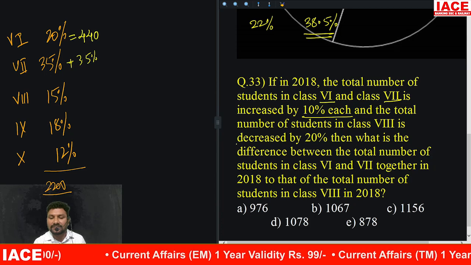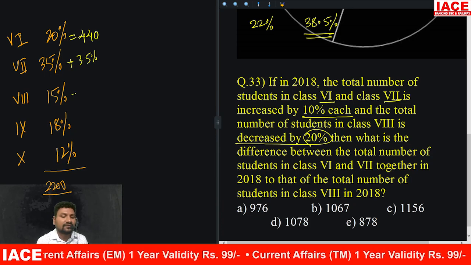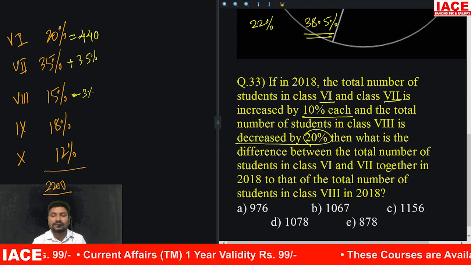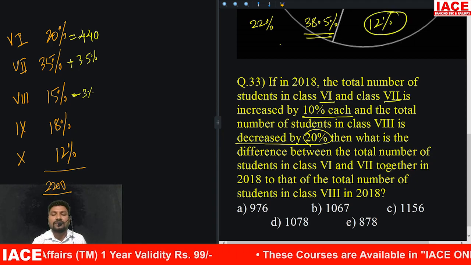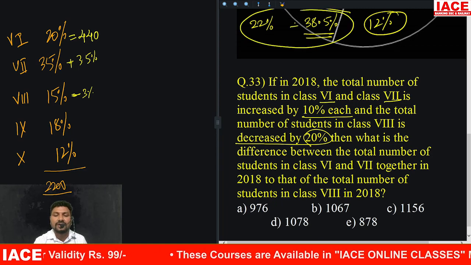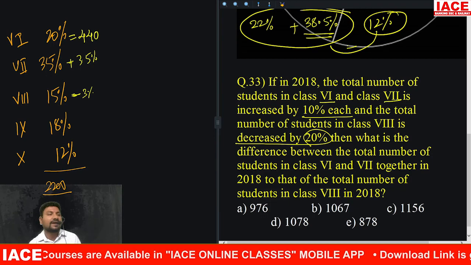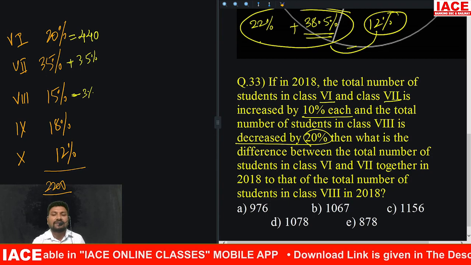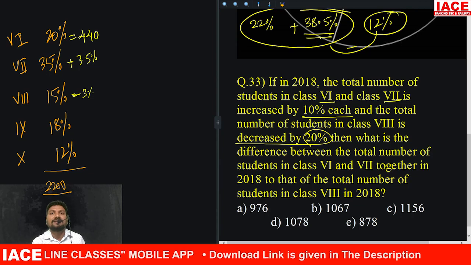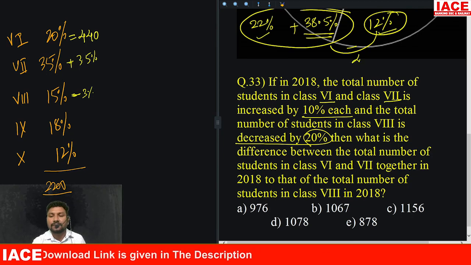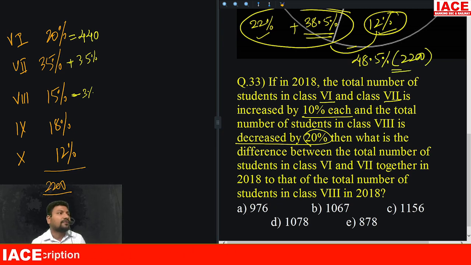And class 8 contains 15%. In 15% we decreased by 20%. 20% of 15 is how much? 3%. In 15, 3% will be removed, so it is 12%. We should take the differences. We require a difference. After the increment and after the decrement, they are asking the difference. 12 removed from 22, the result is 10. 10 plus 38.5, 48.5% of 2200, that is the answer.